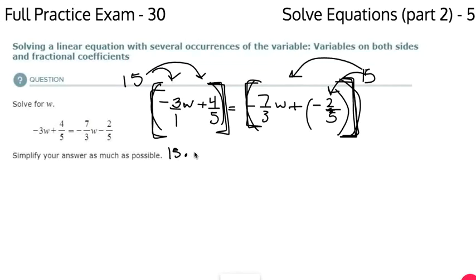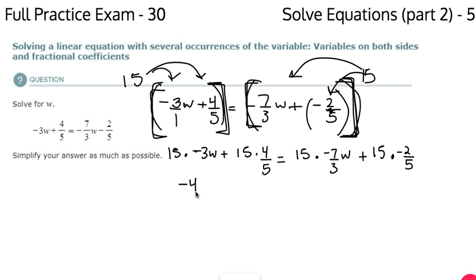So I get 15 times -3w plus 15 times 4/5 equals 15 times 7/3w plus 15 times -2/5. And we just multiply. Now 15 times -3w is going to get me -45w plus. Now don't forget, when we're multiplying fractions, make sure we have fractions and we just multiply across. And then we can simplify.